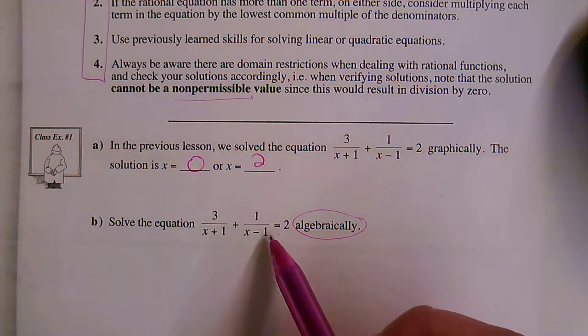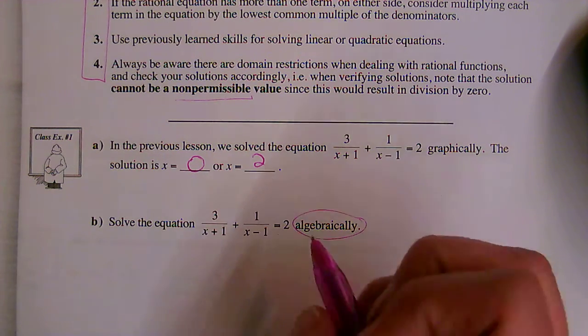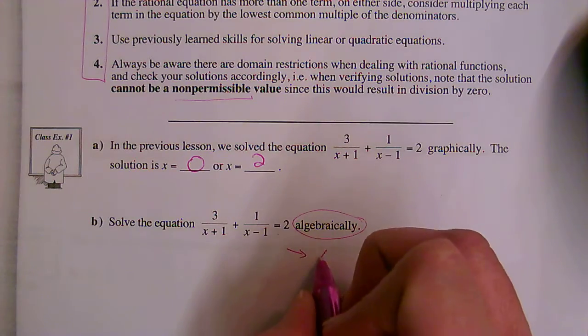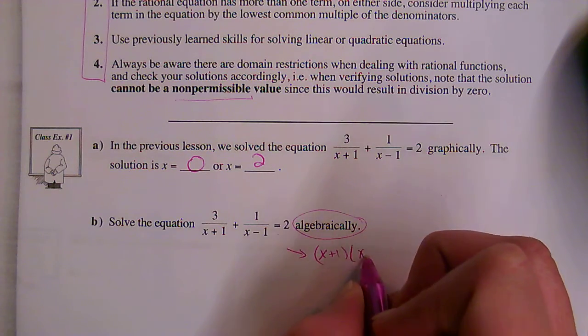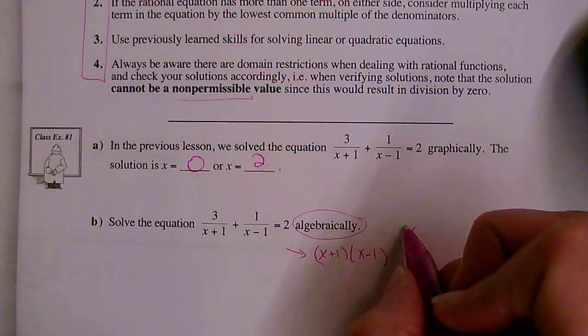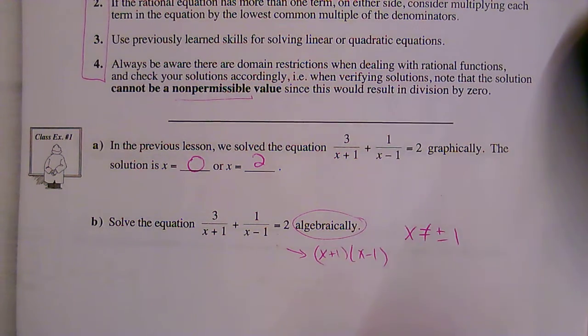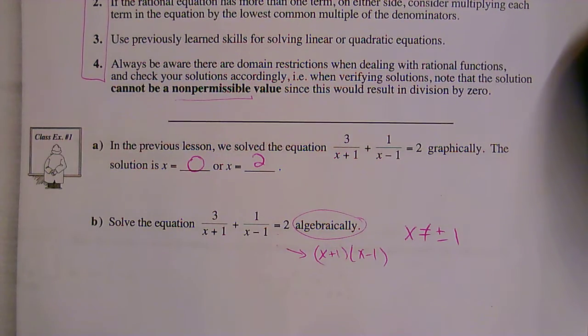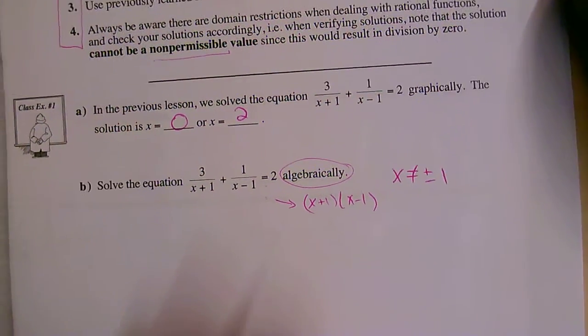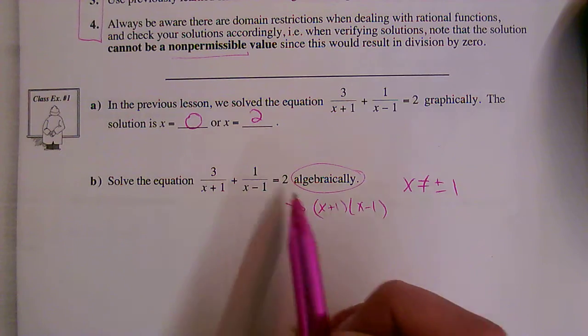I see I've got those two terms. So my lowest common multiple is going to be the x plus 1 and x minus 1. I'm still going to pay attention to my non-permissible values, which is going to be plus or minus 1. And I'm still going to solve and then verify. Well, I don't need to verify because I already did that, but I guess I could verify if I really wanted to be super sure of it. So I'm going to multiply both sides by that.